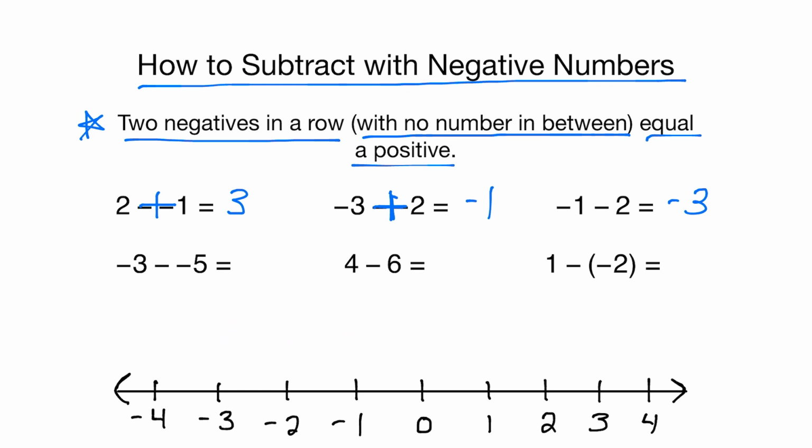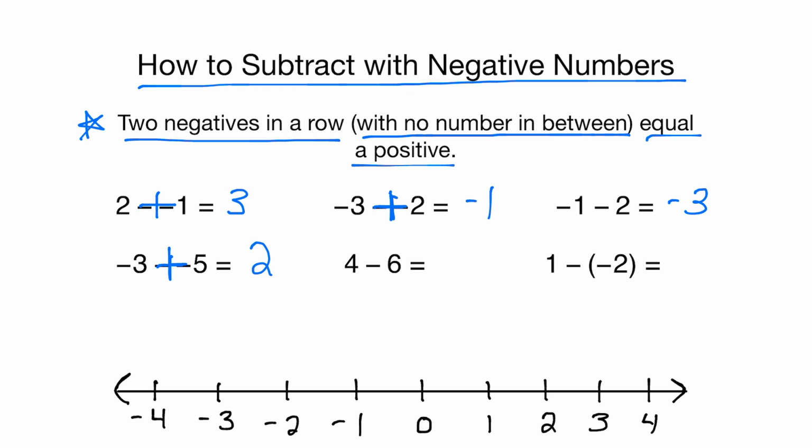Okay, next we have -3 minus -5. So we start at -3, face in the negative direction, but walk backwards 5 units. So 1, 2, 3, 4, 5 to 2. Also, these two negatives in a row become a positive. -3 plus 5 is 2.